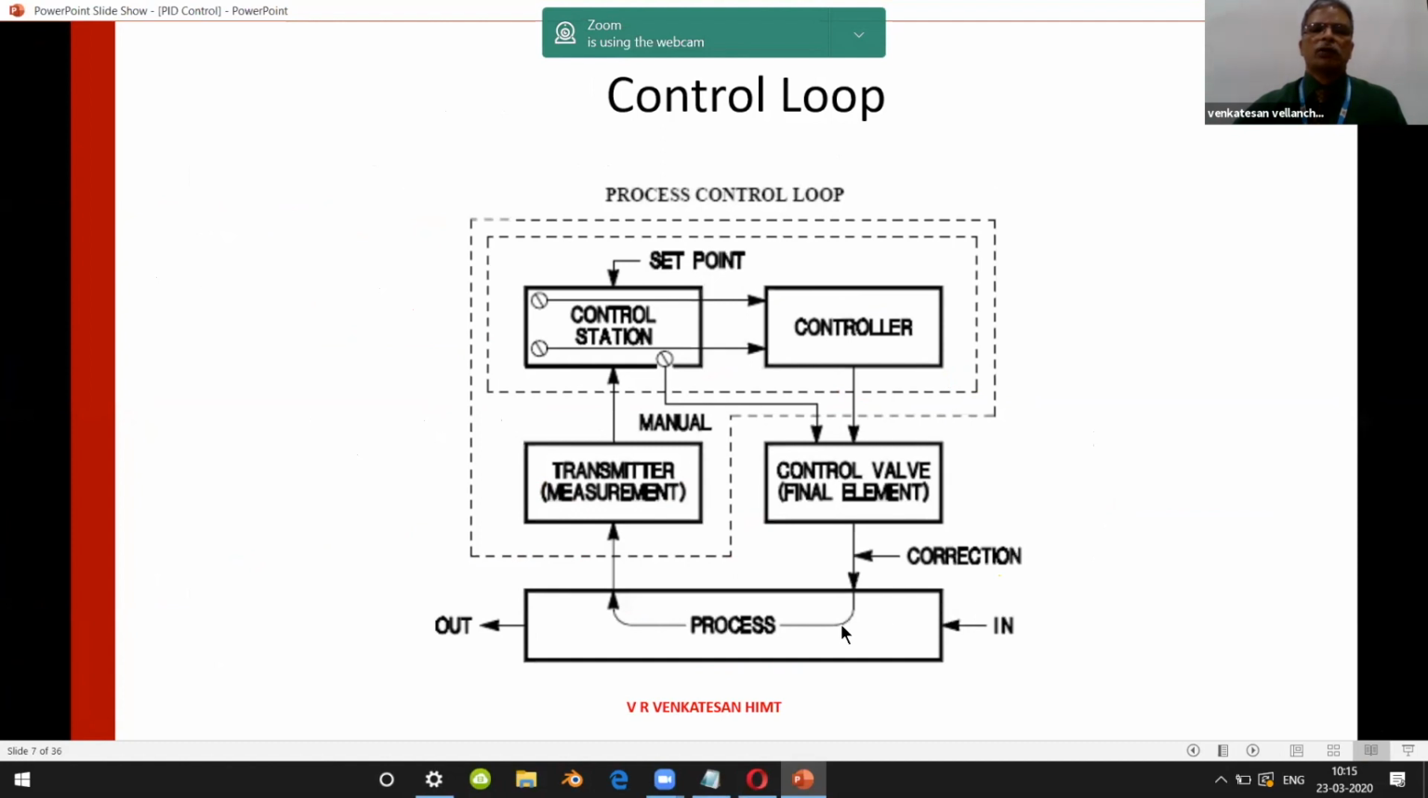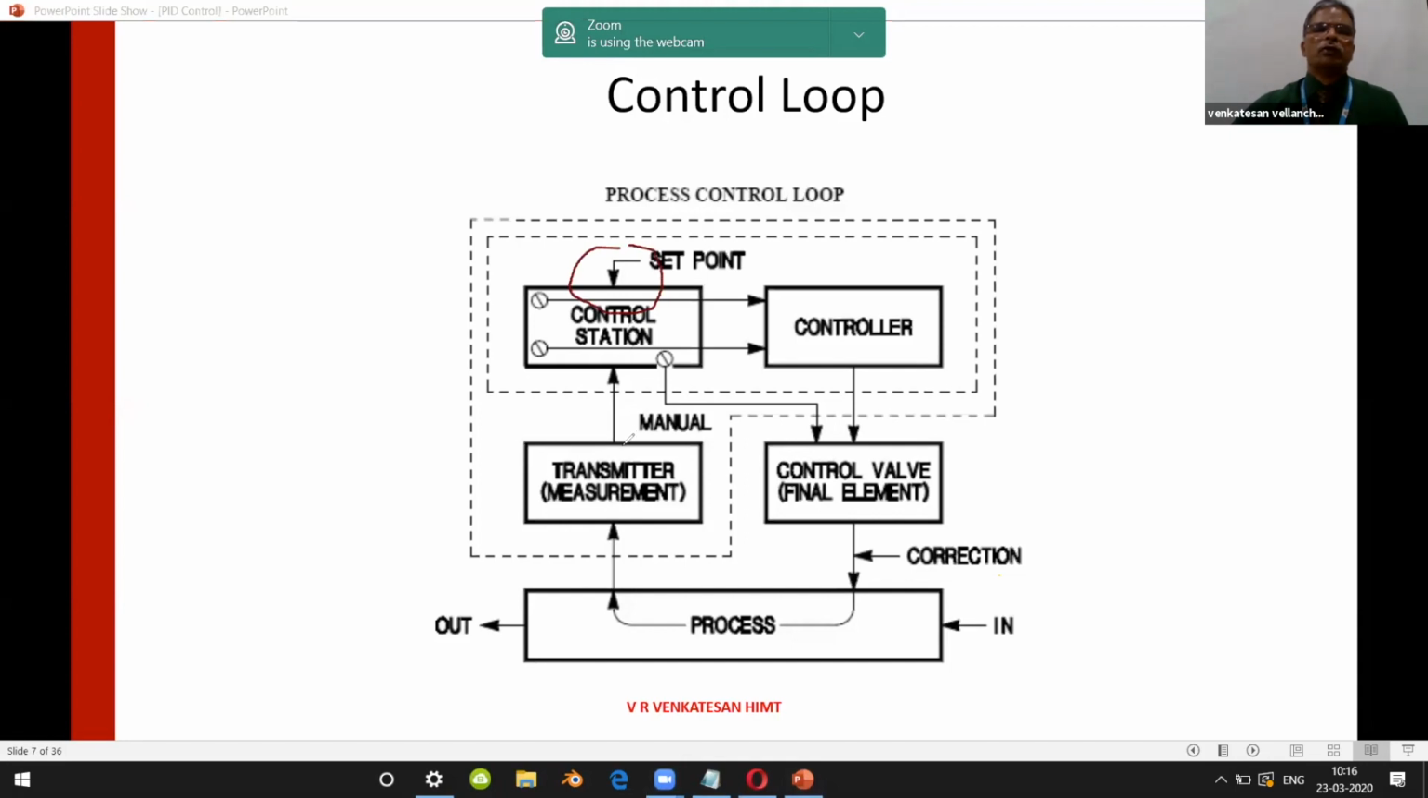This is a system. This process can be anything. It can be a main engine running, a boiler, or steering gear. In your main engine, let us say jacket cooling water temperature control is there. The temperature of the jacket water is measured through this transmitter. Then the measured value is sent to this control station. And here the set point is there. The set point is set by how much you want.